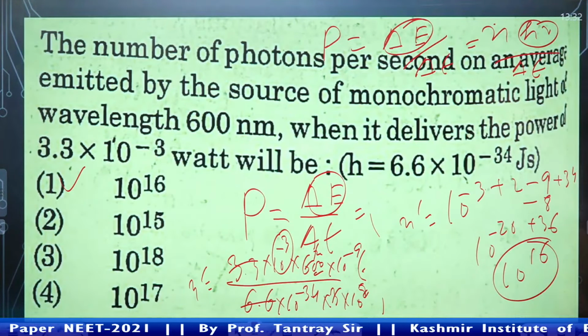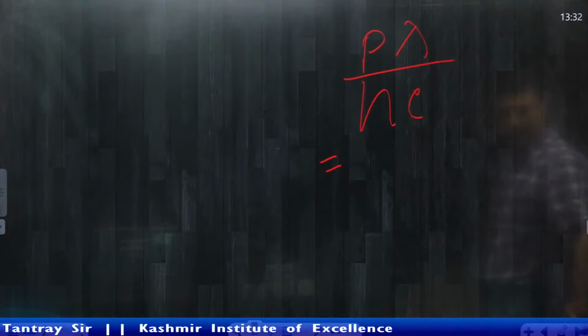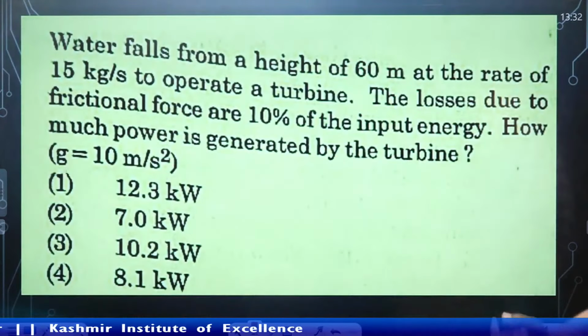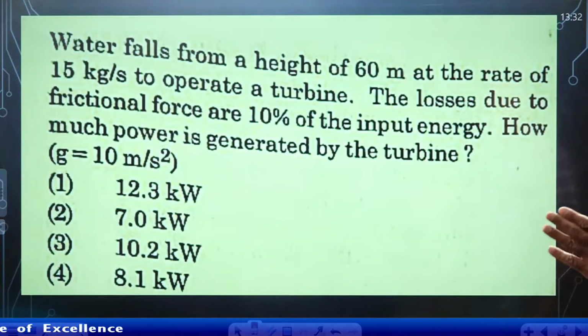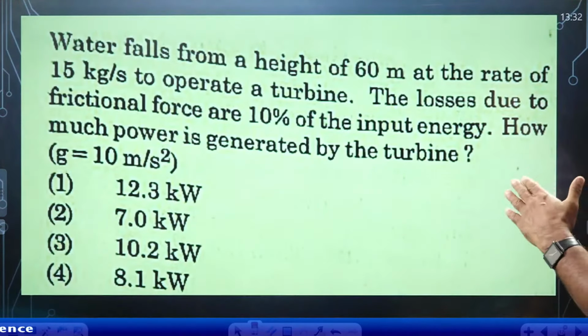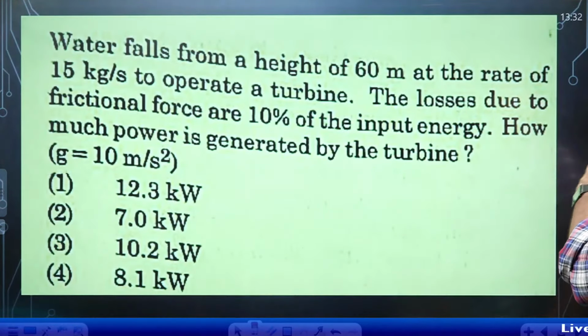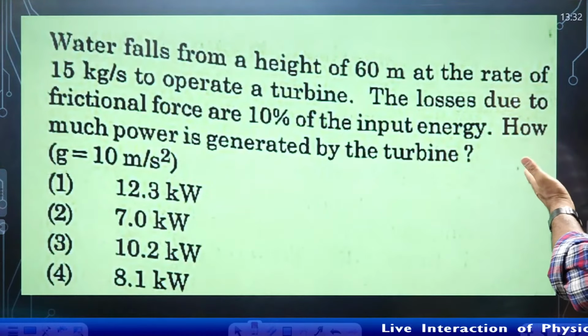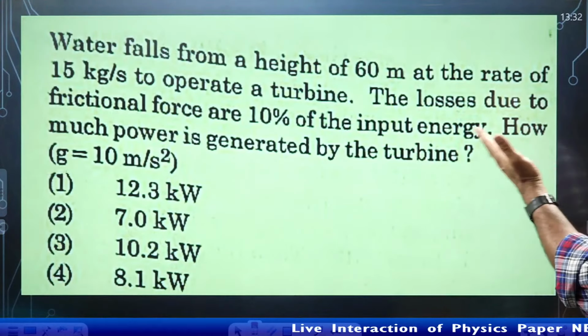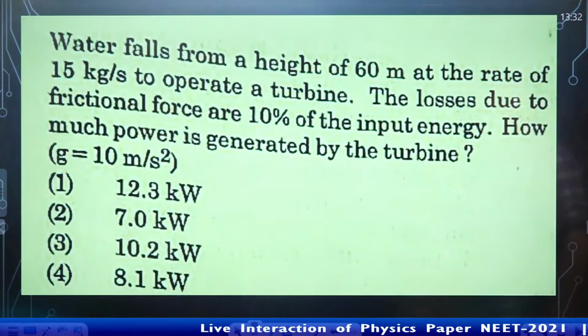Now let me go to another question, that is, water falls from a height of 60 meters at the rate of 15 kg per second to operate a turbine. The losses due to the frictional force are 10% of the input energy. How much power is generated by the turbine? That's what we have to do.